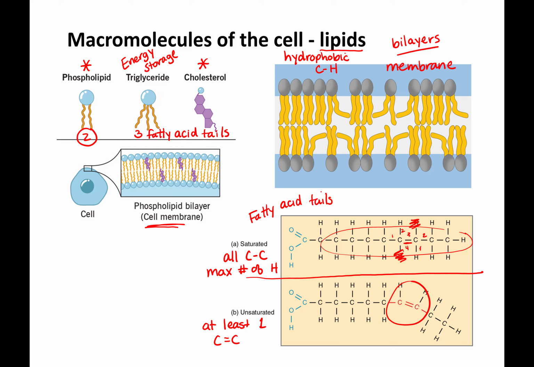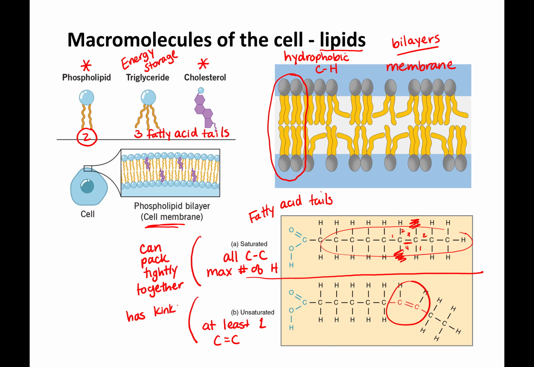The importance of saturated versus unsaturated is in the fluidity, which again we'll talk about soon. Saturated fatty acids can pack tightly together, making the membrane less fluid, less movable, and you can see that up here. Unsaturated has kinks in the fatty acid tail, which is shown here.